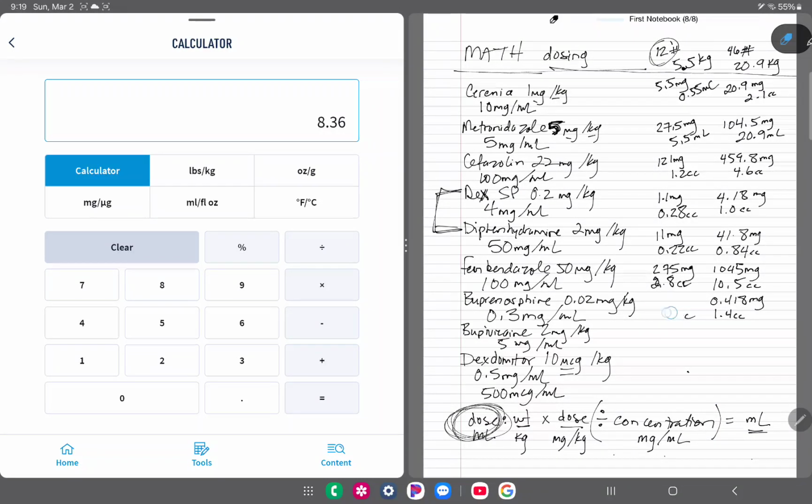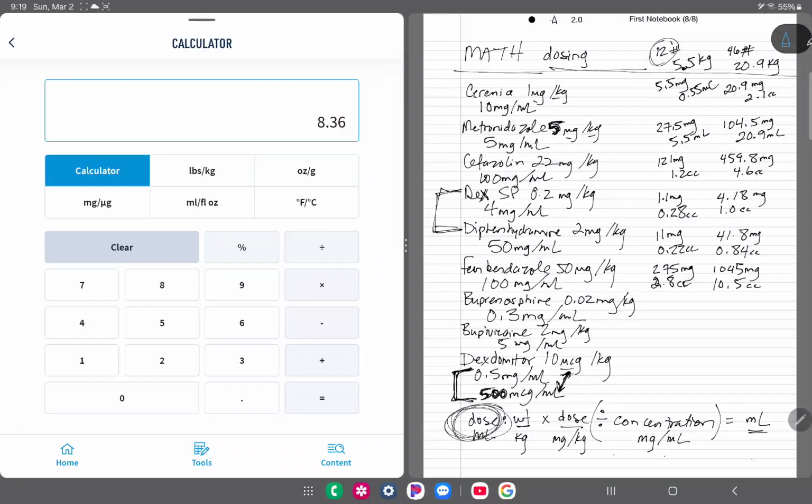And dexdomitor is kind of a weird one because we moved to micrograms. Their dosing is usually in micrograms. So we can either memorize that dexdomitor's concentration on the bottle says 0.5 mg per mil, which translates to 500 mic per mil, and then mic for mic will work.